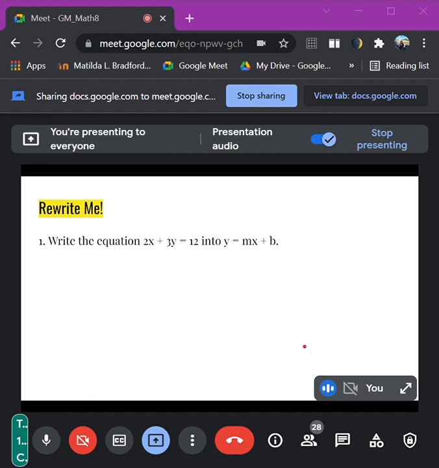What could be our answer here? 2x plus 3y is equals to 12 into y is equals to mx plus b. If you have an answer, you can put it in the chat.